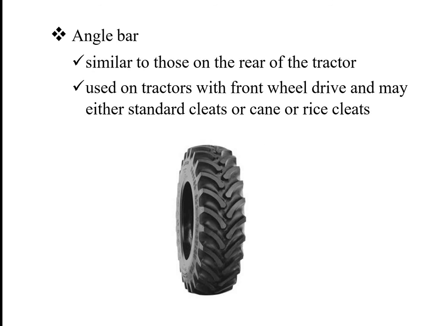This is an angle bar similar to those on the rear of the tractor, used on a tractor with front wheel drive, and it may be either standard cleat or cane or rice cleat.